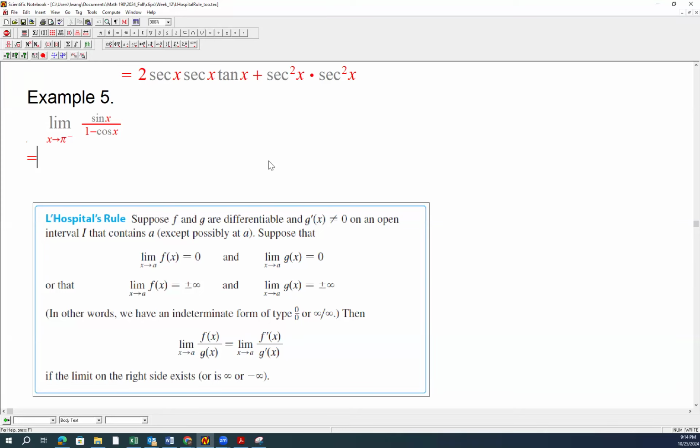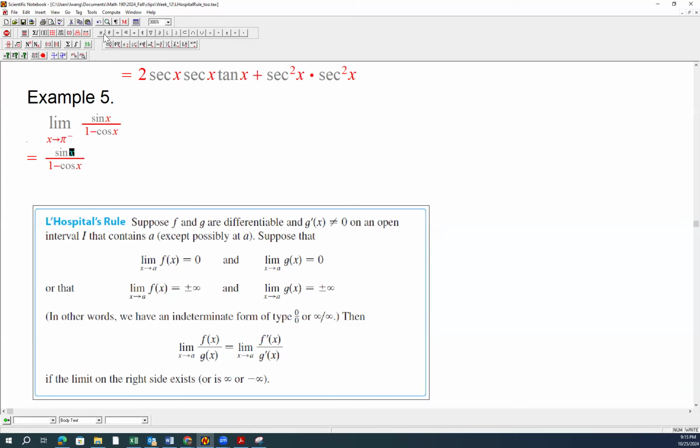Well, x is approaching pi. The numerator is approaching sine pi. Sine pi is 0. 1 minus cosine pi. Cosine pi is -1. Okay? So this limit is a direct substitution. We don't need to use L'Hopital rule. Also, L'Hopital rule does not apply. So it's a direct substitution. We're going to replace x by pi.